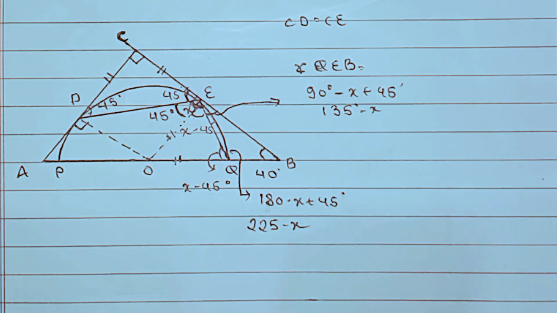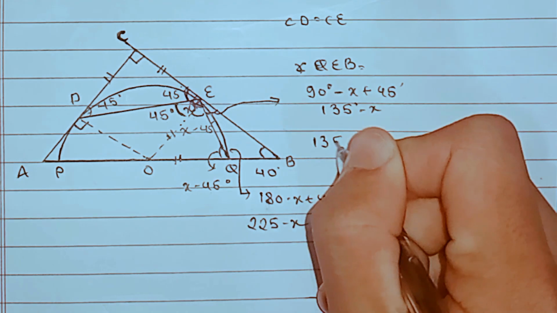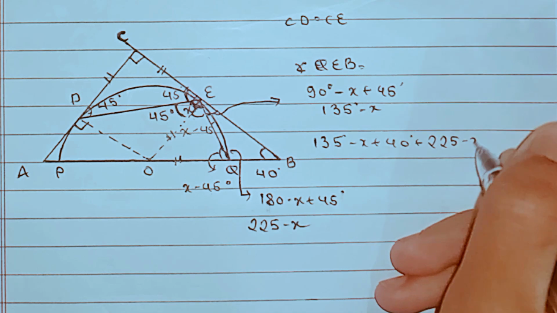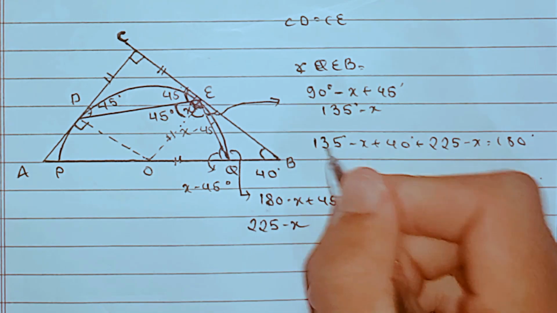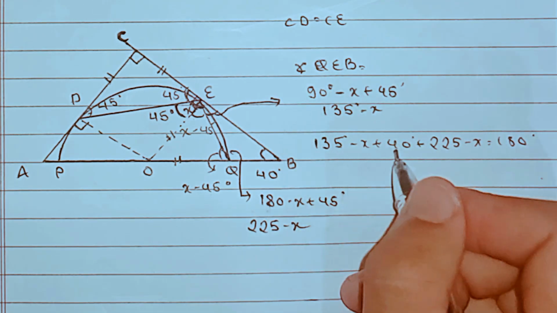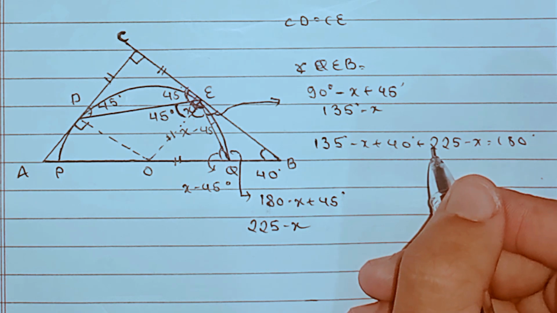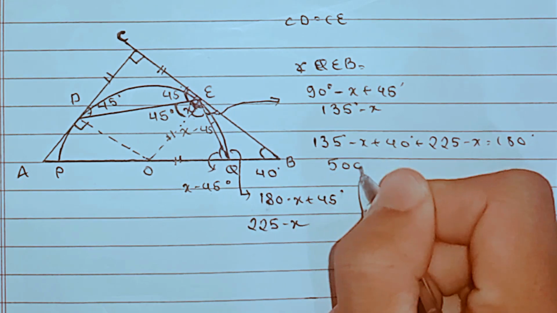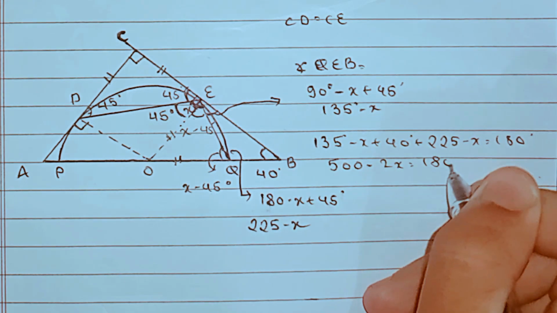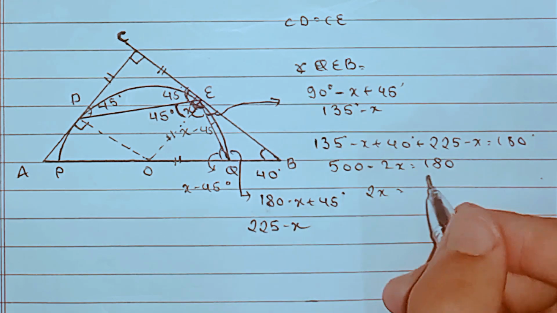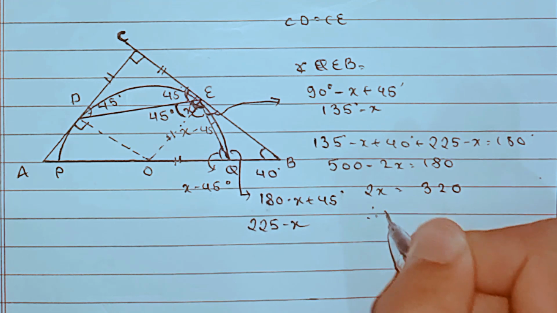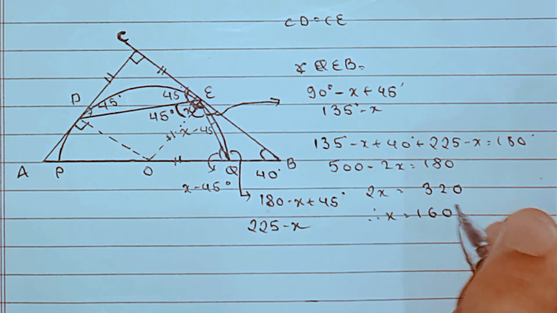So by adding these three we can get the value of x, and we know the sum of the angles of a triangle is 180 degrees. So 135 degrees minus x plus 40 degrees plus 225 minus x is equal to 180 degrees. So adding these up we get 500, minus 2x is equal to 180. So 2x is equal to 500 minus 180, which is 320. Therefore x is equal to 160 degrees.